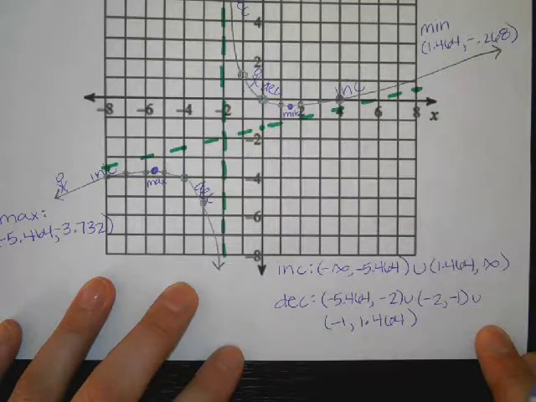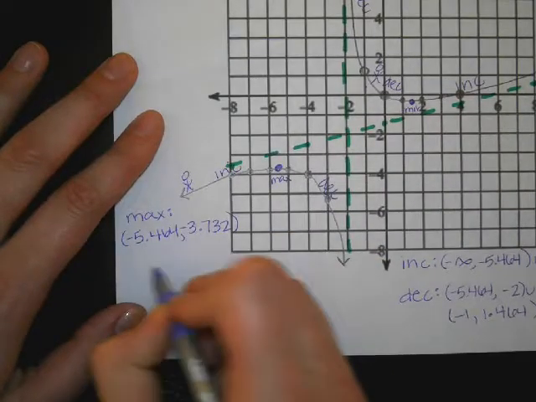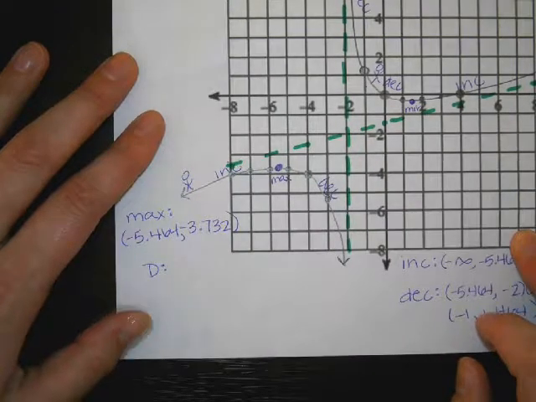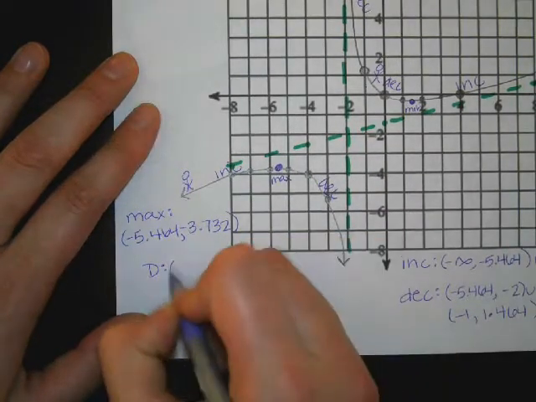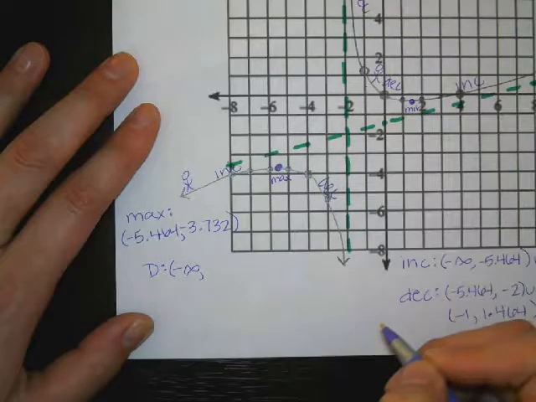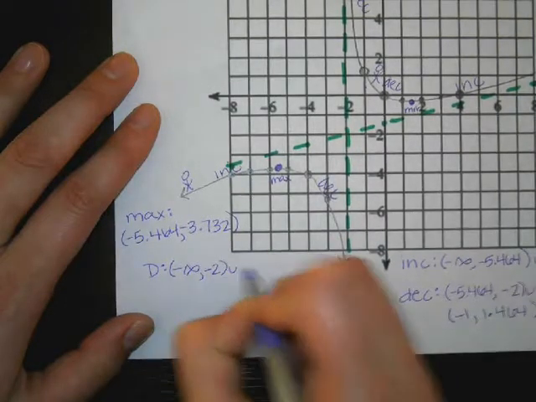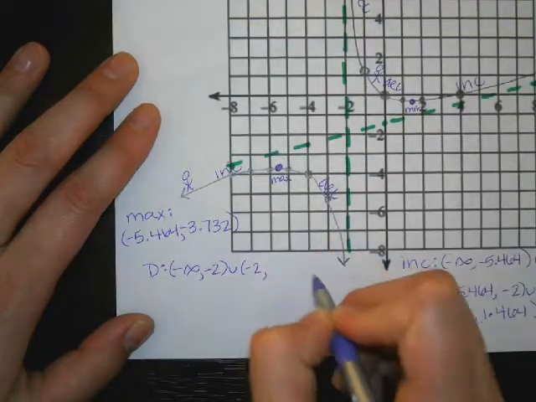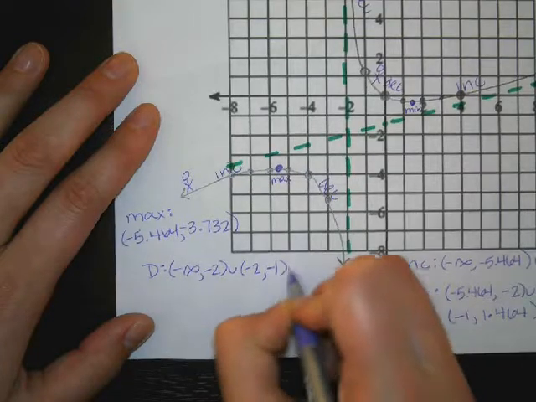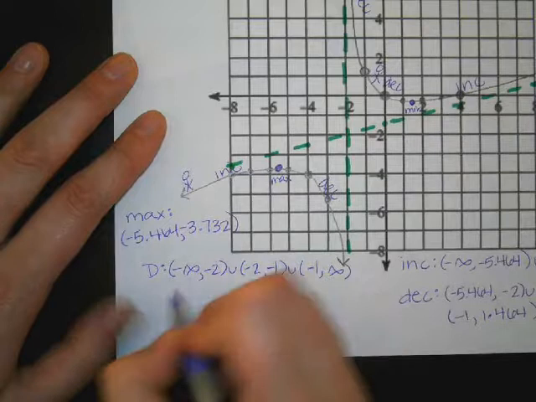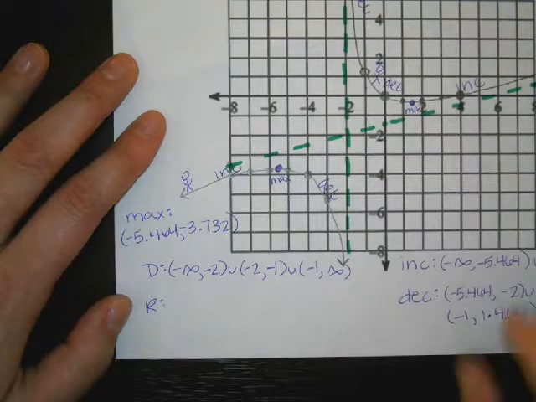All right. We also need to write the domain in interval notation. So we said we're skipping negative 2 and skipping negative 1. So I'm going to say negative infinity to negative 2, negative 2 to negative 1, negative 1 to infinity, okay? And then the range, we have to look at the picture and we're going to have to think it through.